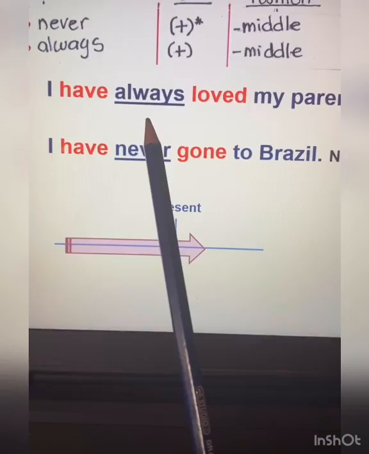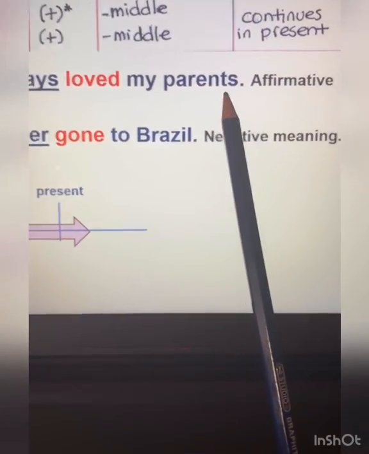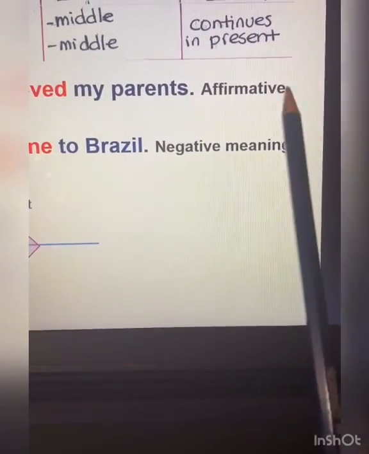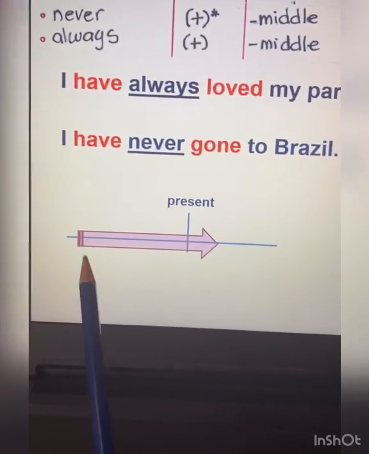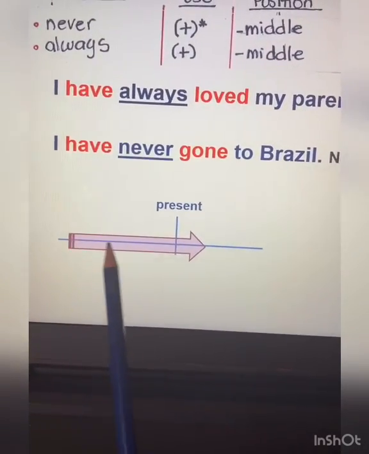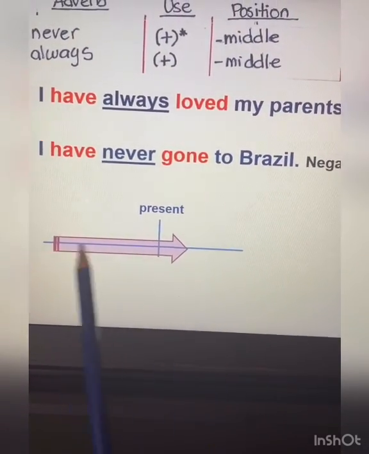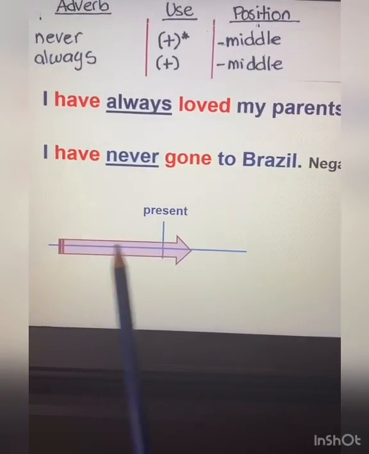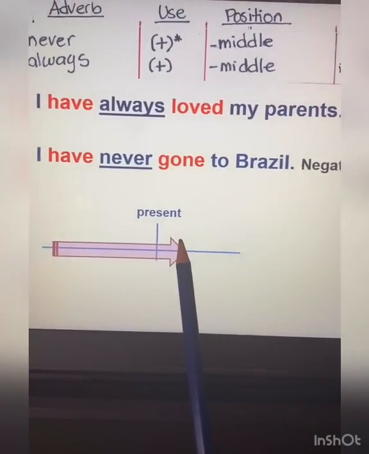I have always loved my parents, okay? So it has an affirmative meaning, and it means that from some moment in the past until now, this action is true, and it continues to be true in the present.